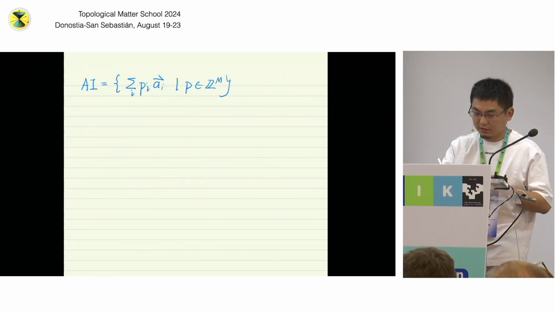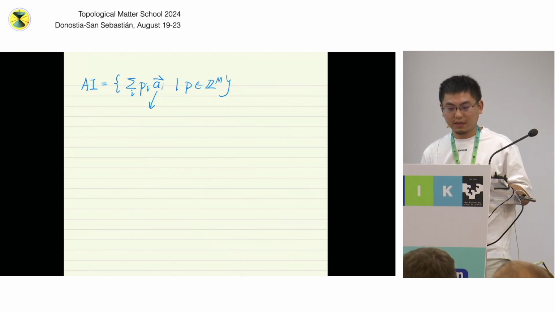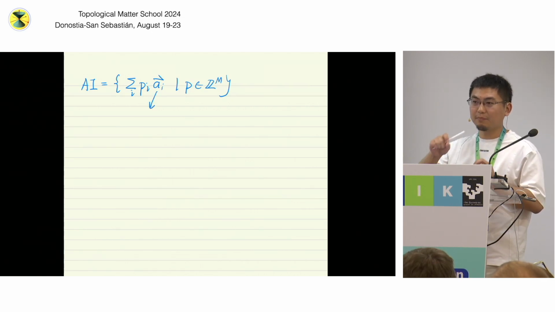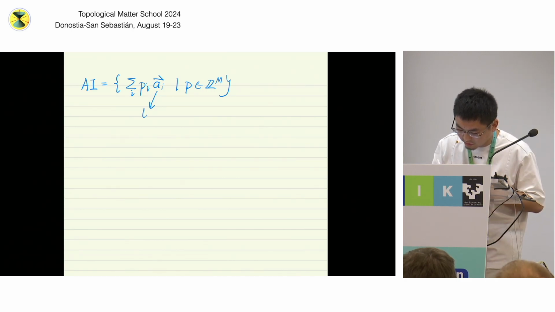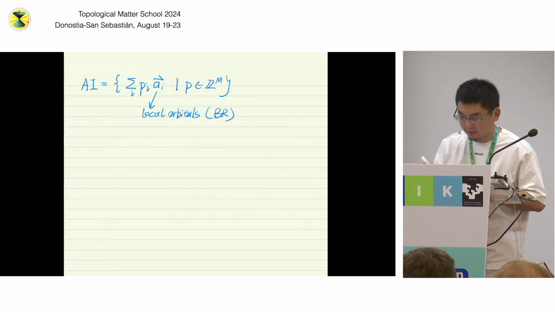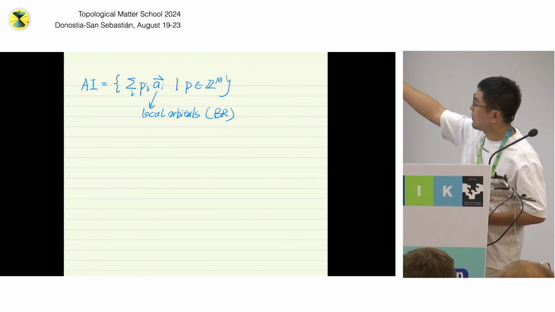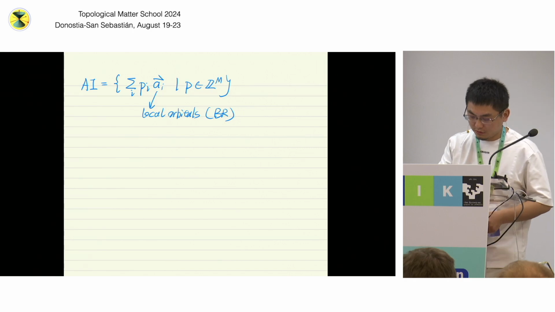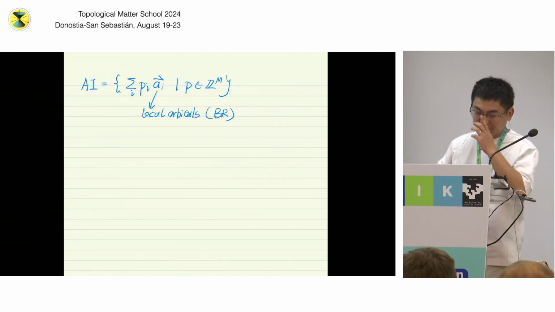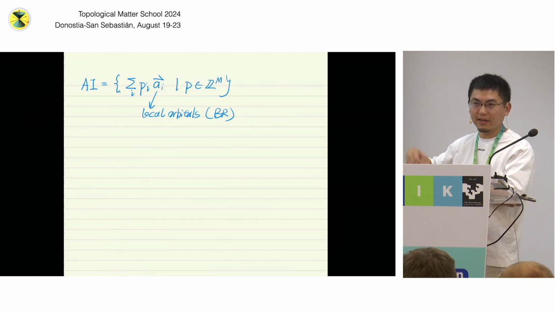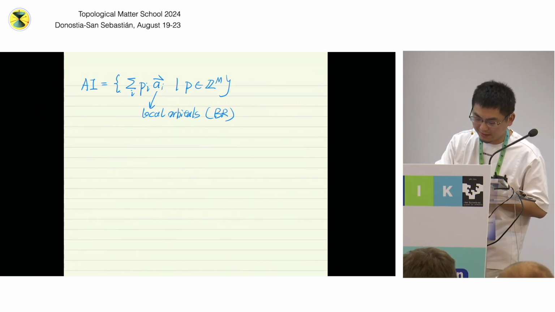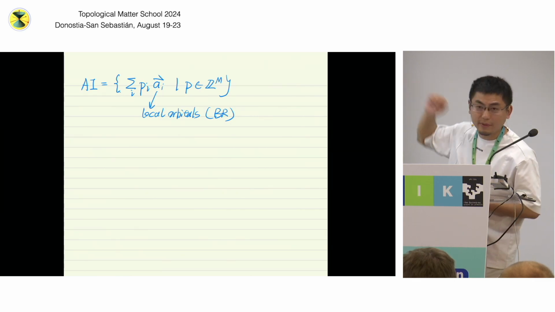Let me explain the notation. All these A vectors are the B vectors given by the band representation in real space. So basically, all these A vectors correspond to local orbitals in real space, all band representation. And B is the integer coefficient. So if you can write a band structure as a summation of different local orbitals, we can regard it as trivial, or we can regard it as the AI atomic insulator, right?